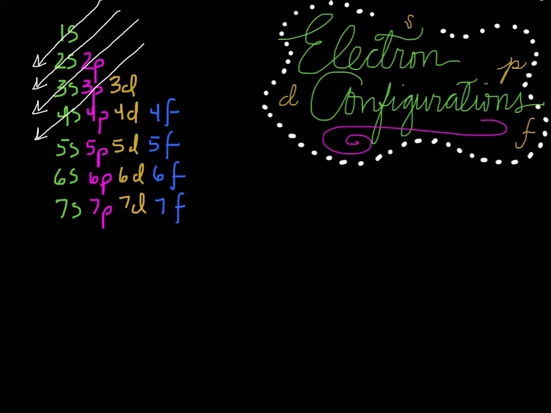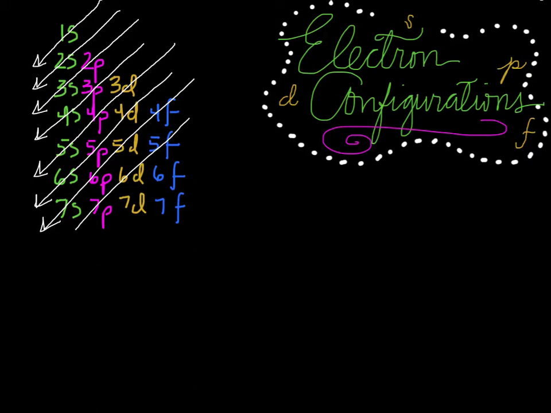But note that 3d sneaks in before 4p and then 5s. Before 4d is actually done, then 5p and 6s. And if you continue your diagonals, it's really going to help you predict even the longest configurations ever. Let's test that out. Let's say you're going to do tellurium. Tellurium is element number 52.